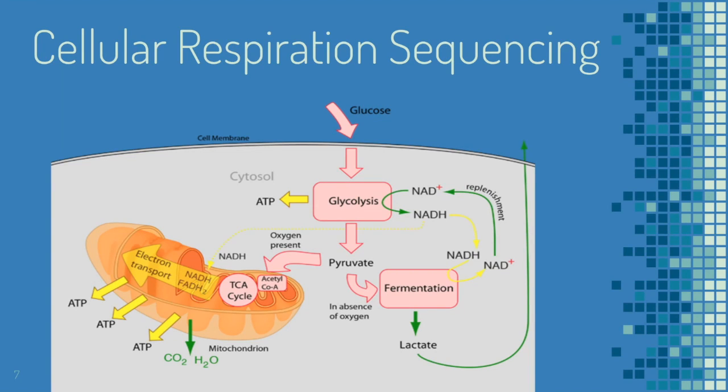Sequencing of cellular respiration tends to be very difficult for students to understand and to memorize and understand its significance. So days 6 and 7 will be devoted to creating a mind map on MindMeister and a visual quiz on Sporcle. Here, as you can see, is the cellular respiration sequence. Very complicated, lots of different steps with fermentation, lactate, pyruvate, and glycolysis.